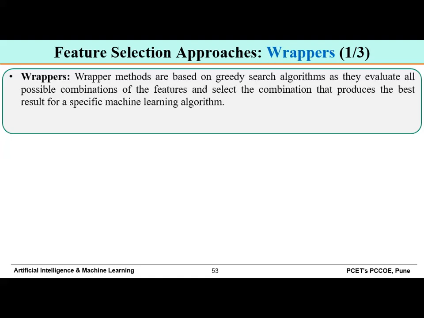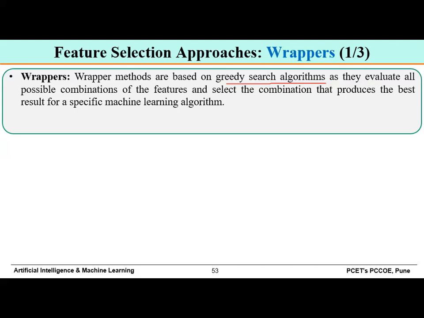Now the second method is wrappers. As we already discussed, wrapper methods are based on greedy search algorithms. The word greedy search algorithm may be new to you, so we will not be discussing this point here. In upcoming classes, we will be discussing it. Just understand that wrapper methods are based on greedy search algorithms, as they evaluate all possible combinations of features.